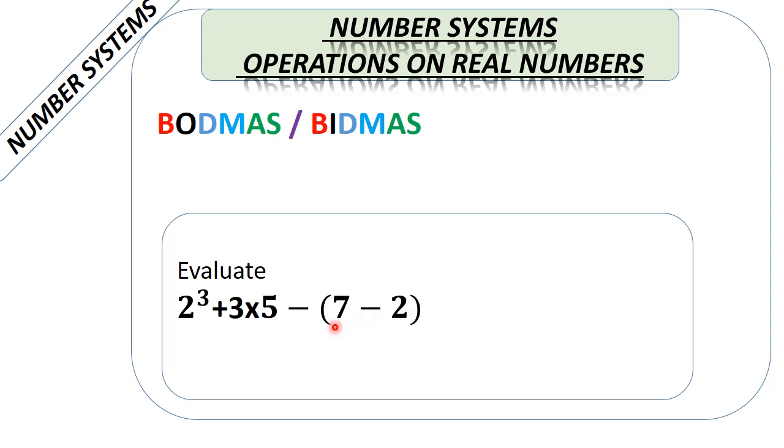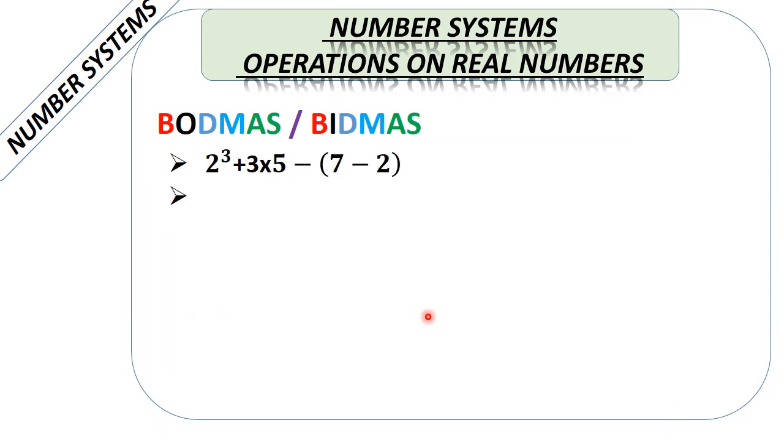In this case, we have a single operator, so we can just evaluate this one. 7 minus 2 is 5. So we can write this as 2 power 3 plus 3 times 5 minus 5. Now that we've got a single number inside the brackets, we can forget about the brackets. In the next step, we can omit the brackets.